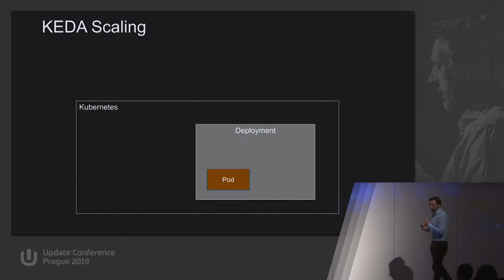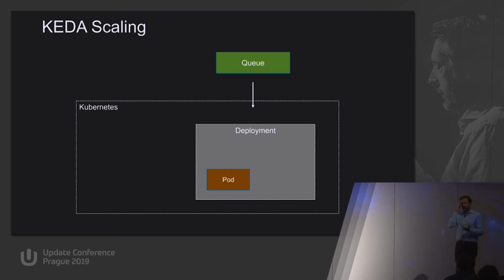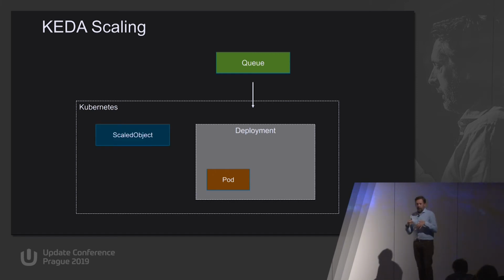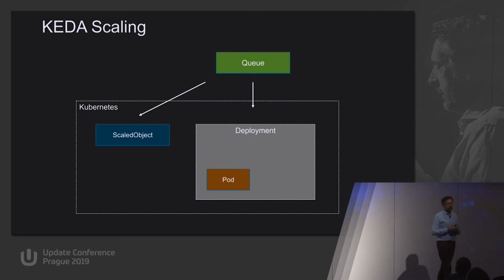So just to give you a better understanding of how this works. You have your cluster, you have a deployment with the pod running here. And then you have a queue somewhere. Perhaps it's an Azure storage queue. So KEDA introduces this thing called a scaled object. That is a custom resource definition in Kubernetes.